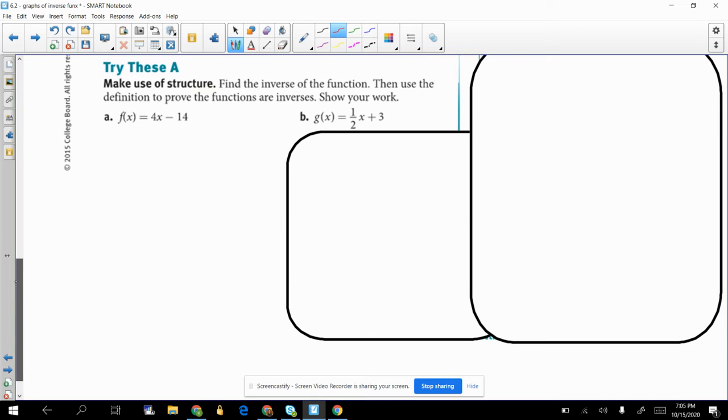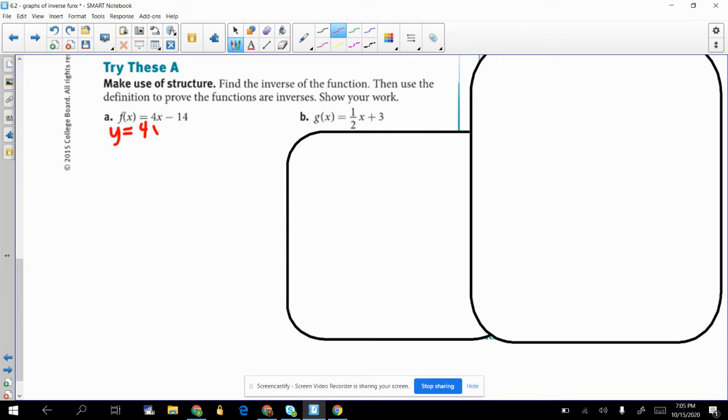Okay, so that's what we're going to do in part A, and then I'm going to have you guys try it on your own in part B. But the first thing we want to do is actually find the inverse of a function and then use the definition to prove that the functions are inverses. So again, first thing I'm going to do is find the inverse of 4x minus 14. And we did that in the last video, so we know the first step is to change it to a y equals.